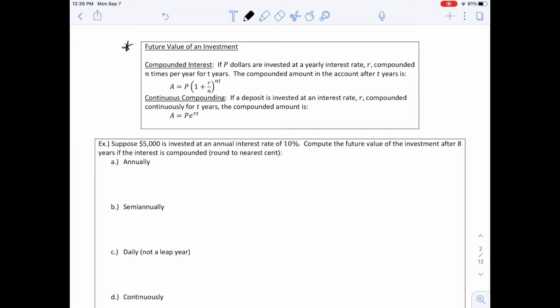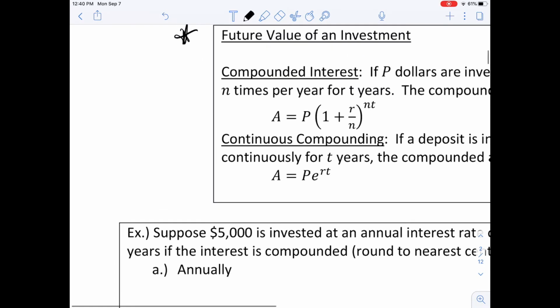Now this word compounded is the amount of times that the interest is put back into the account. And so when we have N compoundings, which is what our first equation is, that value of N is going to vary depending on the word problem that we are given. So if it has N as the number of compoundings per year, we're going to go ahead and add that in over here on the side. So N is going to be our number of compoundings per year.